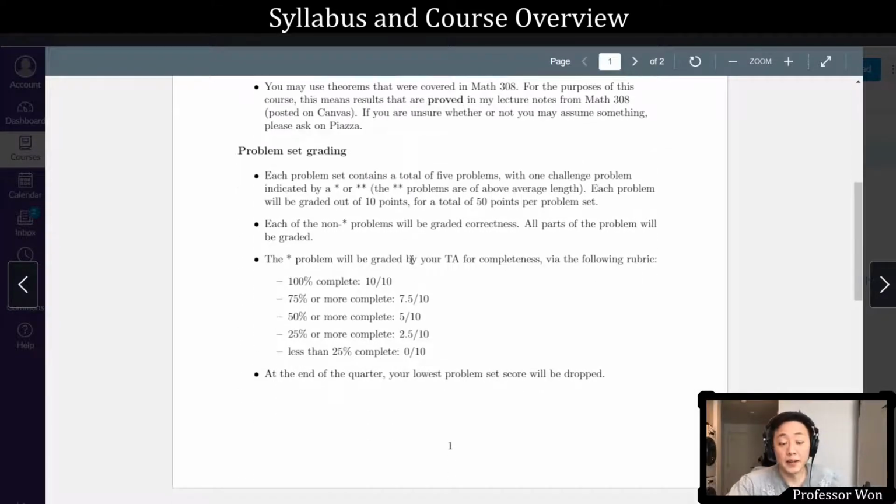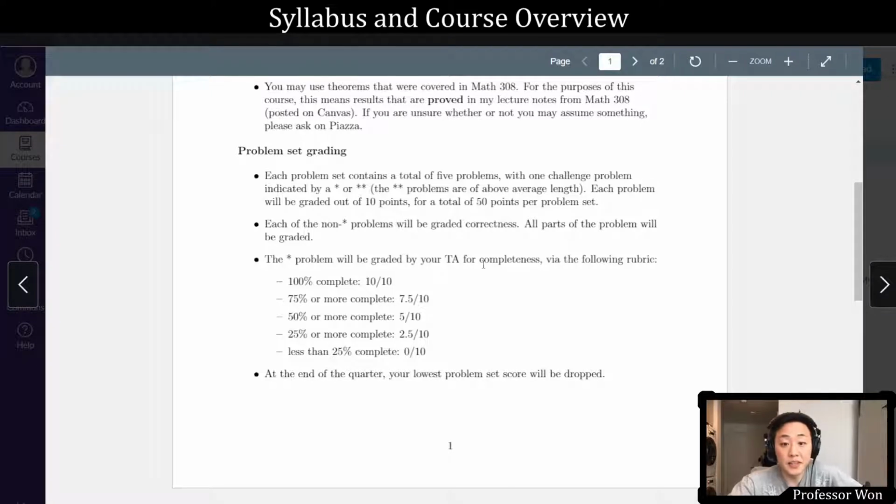Okay, now for grading. Each problem set, like I said, contains 5 problems. One of the problems is more challenging. It's indicated with a star or a double star. The double star problems are above average in length. Each problem is worth 10 points. So each of the non-star problems will be graded for correctness. All parts of the problem will be graded, so it's 10 points for each of the 4 non-star problems.